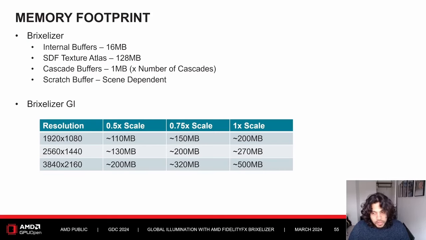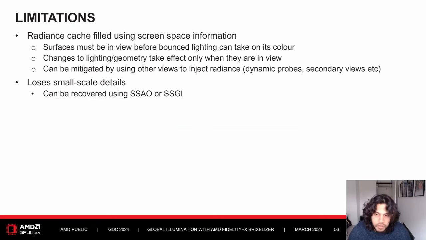Brixelizer GI, on the other hand, is resolution dependent, and this table will give you an idea of how much VRAM is needed at each given scaling setting. At the default setting, which is 0.5x scale, it takes around 110 megabytes at 1080p, 130 megabytes at 1440p, and 200 megabytes at 4K.